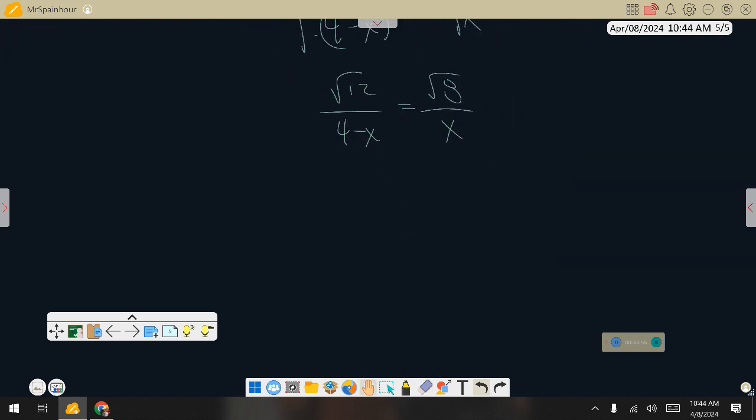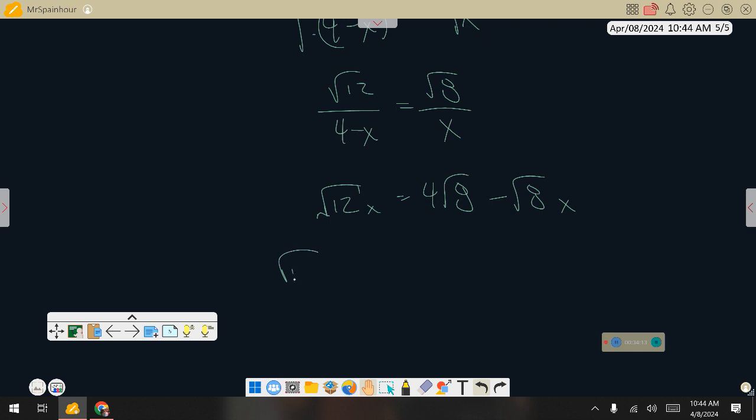Let's finally do what Rihanna suggested a while ago. I'm just going to cross multiply it. Here I get the square root of 12 times x. That side I'm going to just distribute out, so we have 4 times the square root of 8, minus the square root of 8 times x. Let's go ahead and get x's together. So square root of 12 x plus square root of 8 x is equal to 4 square root of 8, and x is equal to, distributing that out, 4 times the square root of 8 all over square root of 12 plus square root of 8. Let's see what we get.